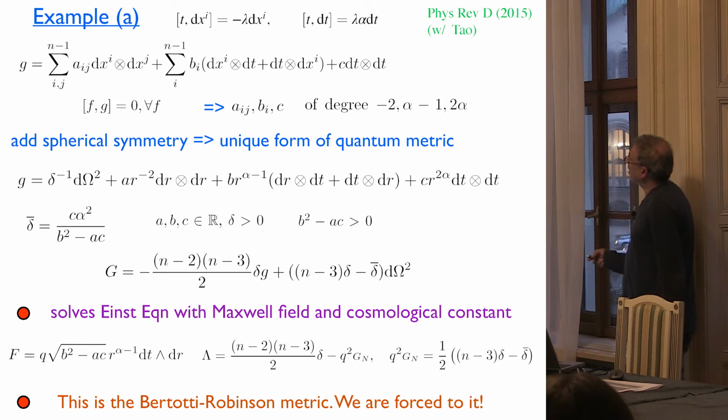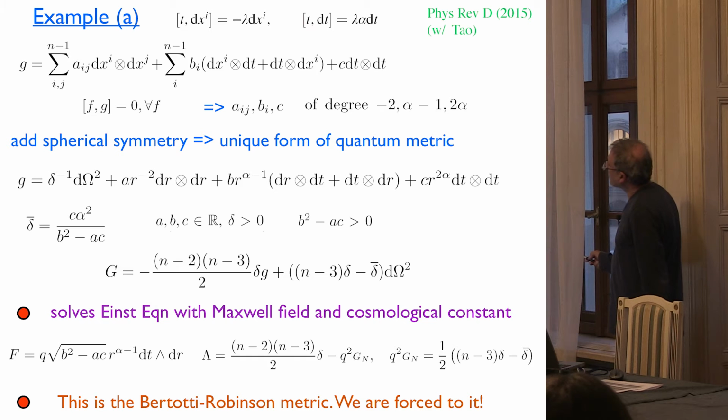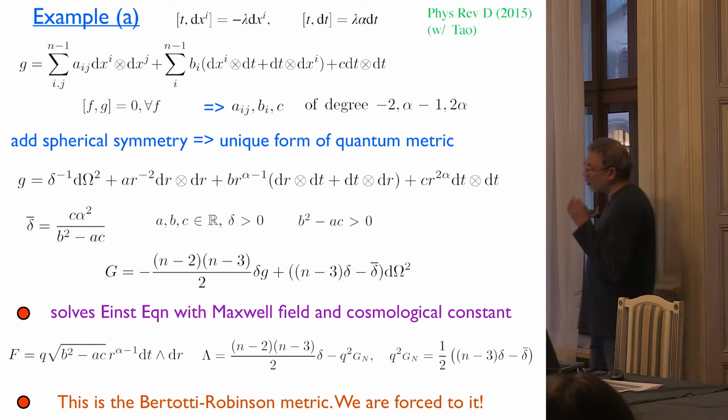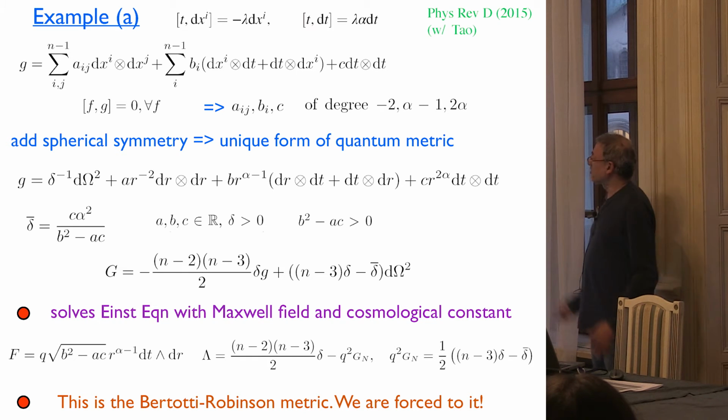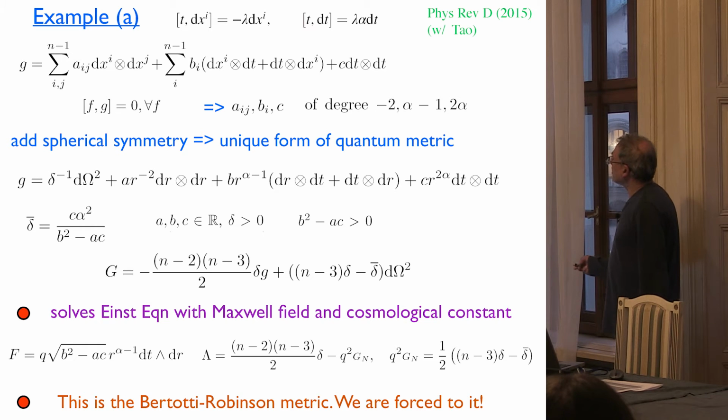And then you write down a general possible metric, and requiring that centrality that I told you forces this particular pattern of degrees for these coefficients. And then when you combine that with spherical symmetry, you discover a unique form of metric. So there is only one possible metric on this algebra that is rotationally invariant, which you don't have to assume, but it's a reasonable simplifying assumption. So if you assume that, you are forced to this metric. And this metric in the classical limit is the Bertotti-Robinson metric.